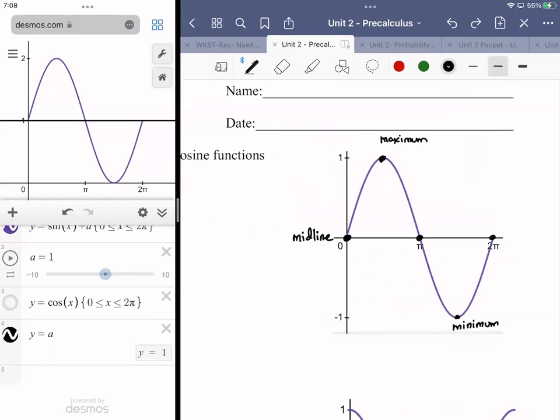So what I would need to know is the distance between the beginning point and the end point. The distance between the beginning point and the end point is known as the period of the function. All right. And that kind of makes sense, because it's called a periodic function. It repeats the same pattern over certain periods.